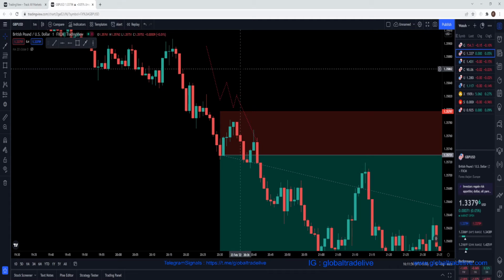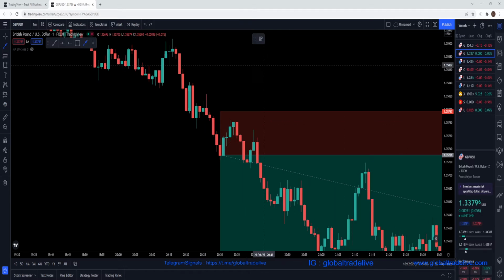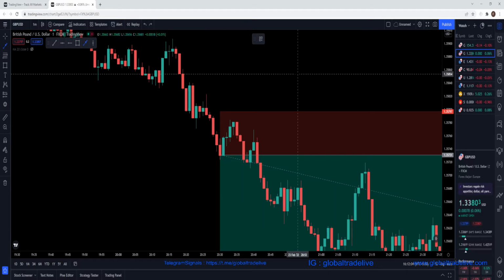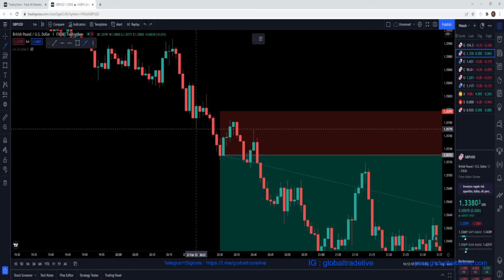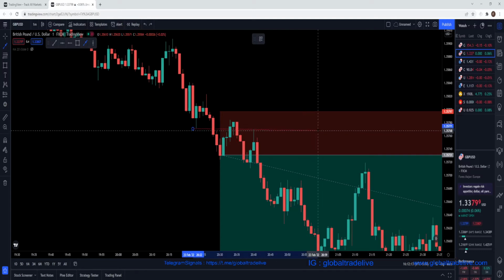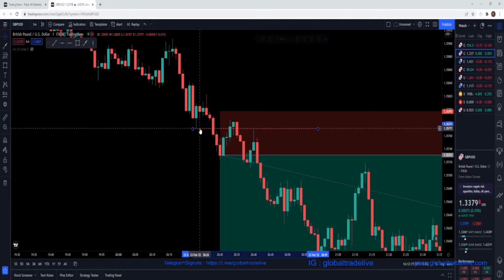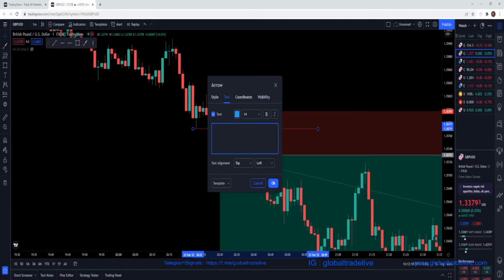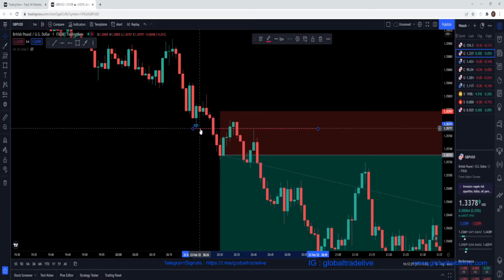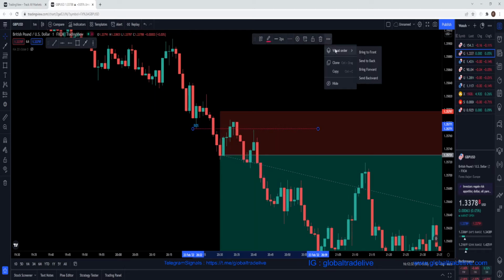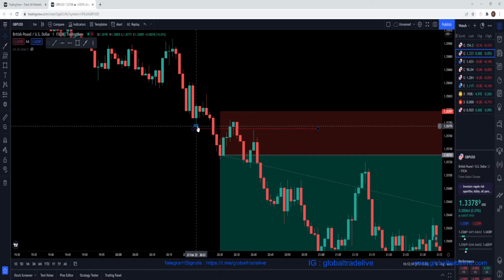So what we should do is just forget this thing over here and look only at the part I'm showing you. In this structure, this was the low over here. I'm going to mark this low and give it the label BOS. BOS means break of structure. I'm going to keep the BOS over here and bring it to front. So this is the BOS.